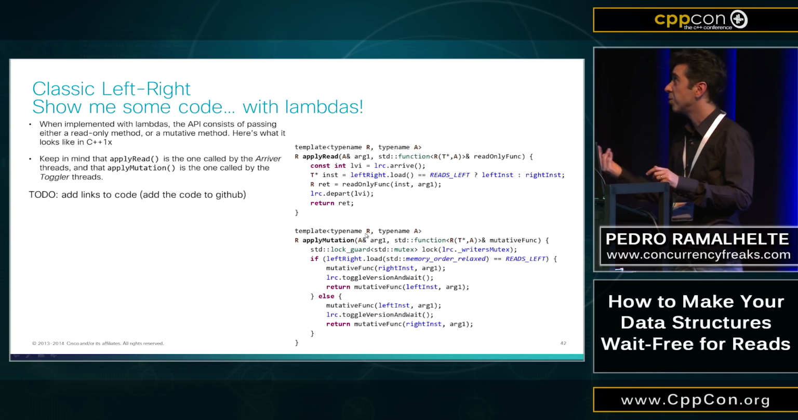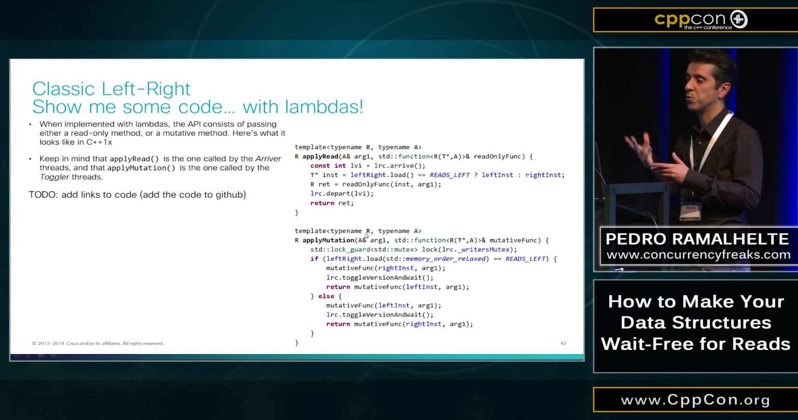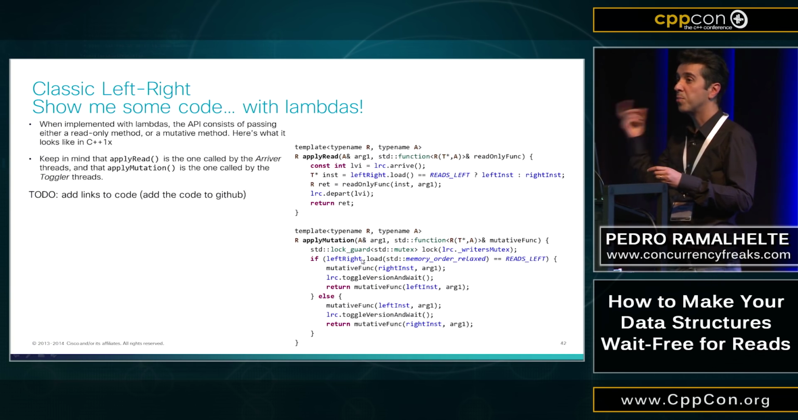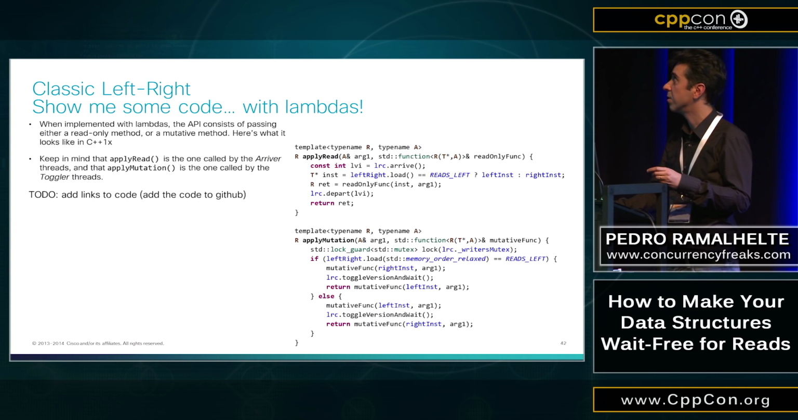As for doing a mutation, in this case an insertion or a removal on the std map, the first thing you need to do is acquire a mutex called the writer's mutex. Then you look at the left-right variable and modify the opposite instance, because the readers are on the one that left-right is pointing to. So you apply the mutation there, then call this thing, which is kind of like an RCU synchronize.